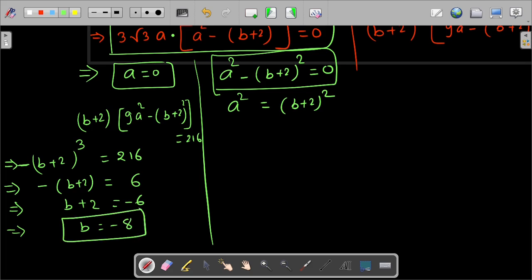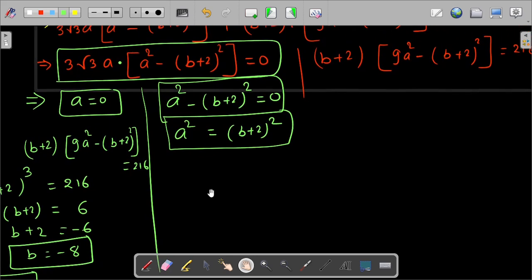So what's the solution in this case? a equals 0 and b equals minus 8. This is the first pair of a and b as a solution. Next part, when a square is equals to this, use the second equation here again.